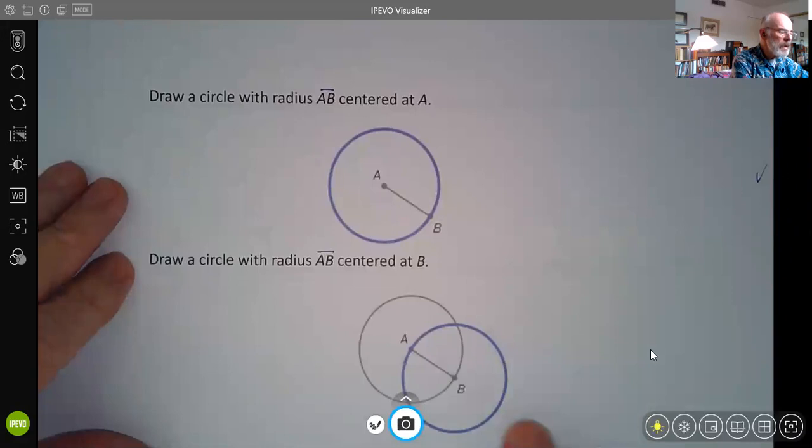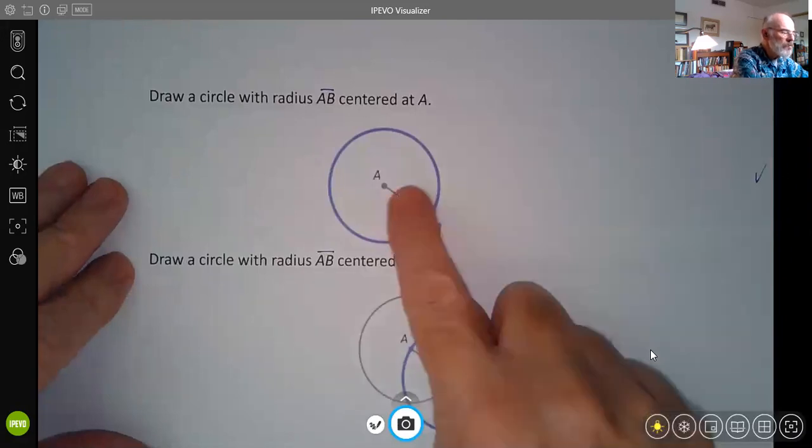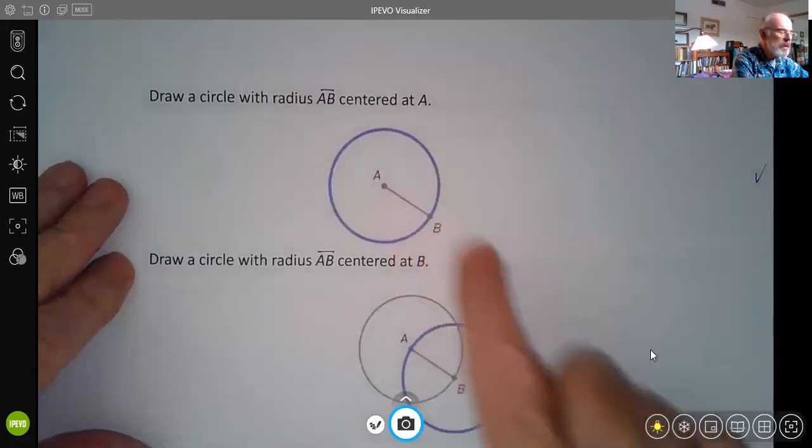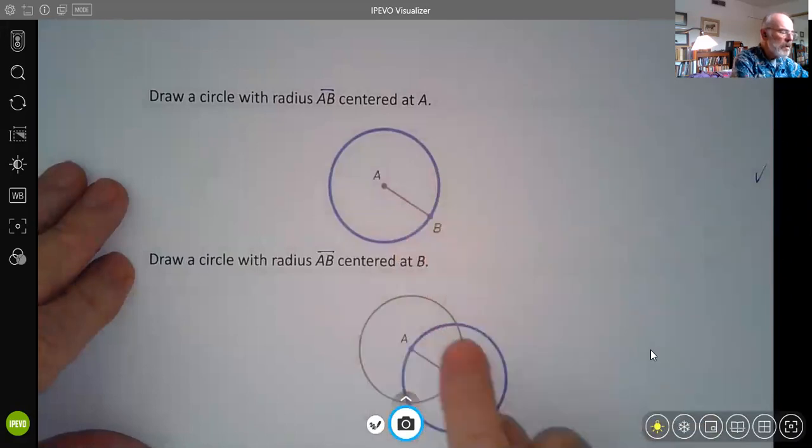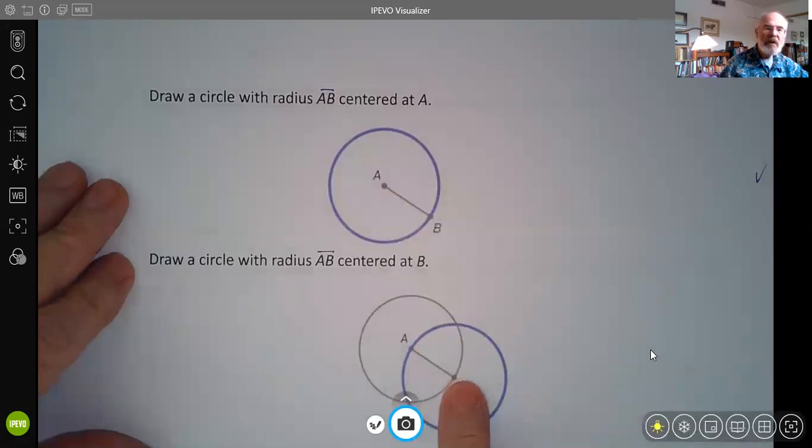But what we're going to do is, instead of drawing a circle around A like we did up here, here's A again, we're going to go over here to B, and we're going to make it the center of a new circle. And it's going to have the same radius. It's going to have the radius AB here. Okay, the same radius.